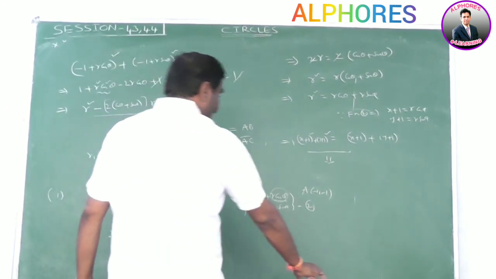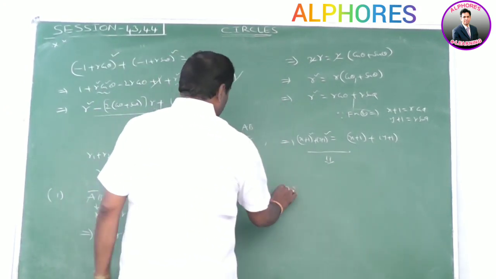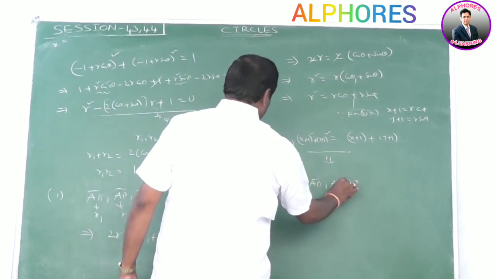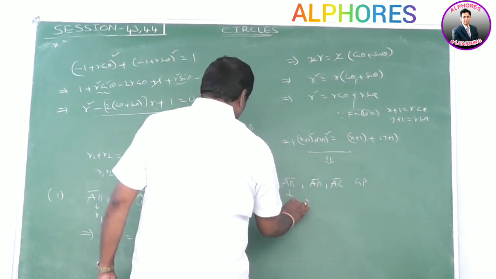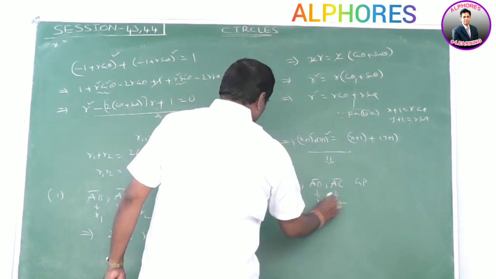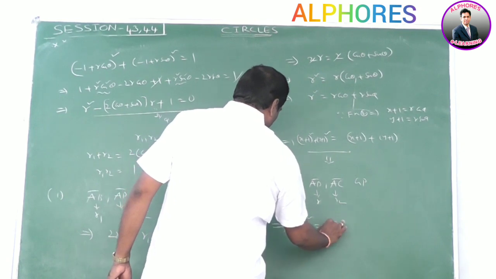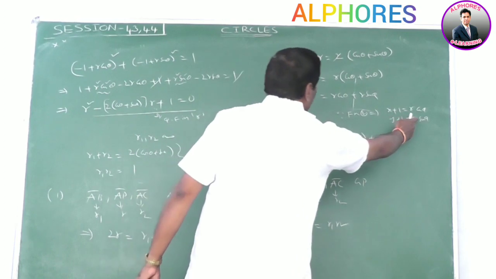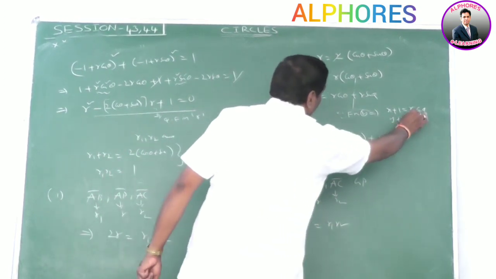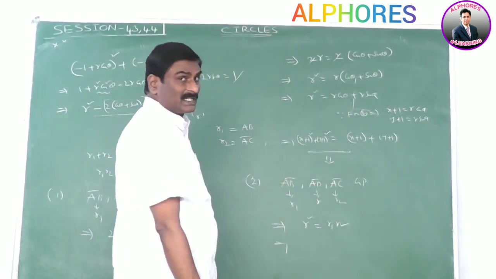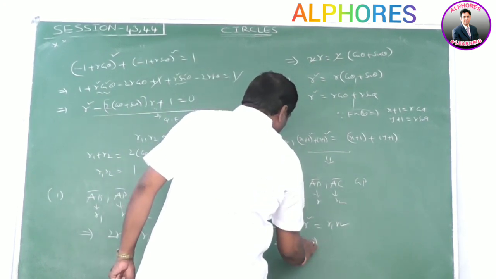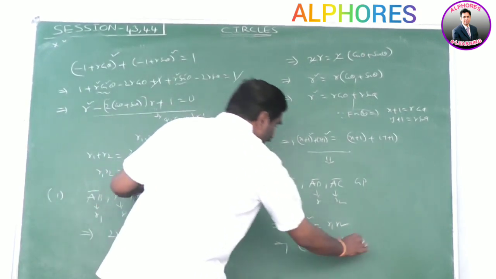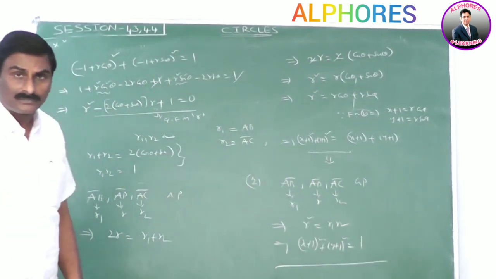Suppose these values are in GP. Second one: AB, AC are in GP. AB is nothing but R1, this is R, and this is R2. Suppose these are in GP. What is the condition? R square is equal to R1 R2. What is the value of R square here? By squaring and adding those values, R square is equal to x plus 1 whole square plus y plus 1 whole square, which is equal to R1 R2, which is nothing but 1. It is the locus when they are in GP.